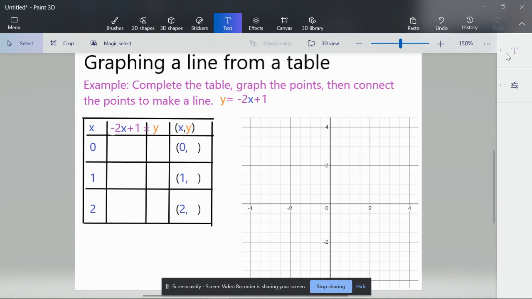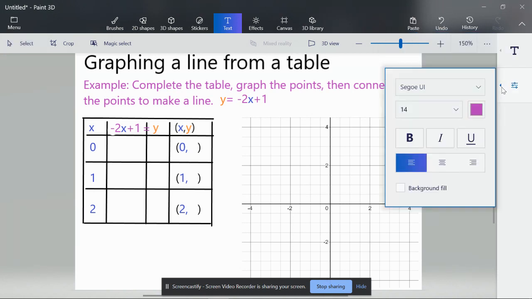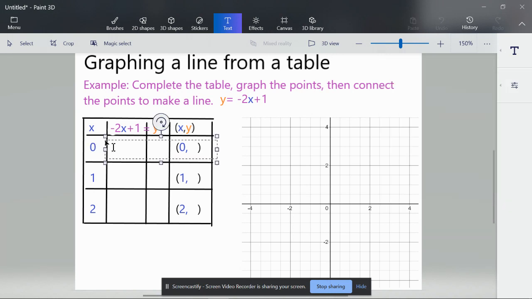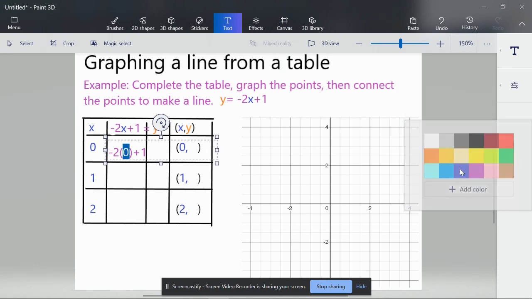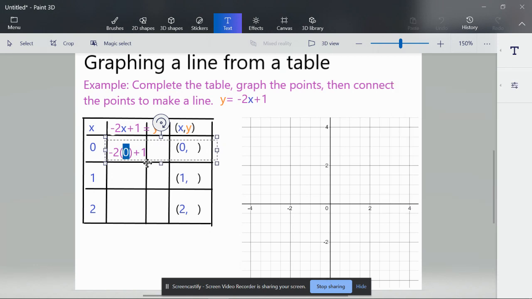So for this first row, I decided that x was going to equal 0, because 0 is a pretty straightforward point to pick. So then when we're solving our equation, we're going to do negative 2 times 0, and then we're going to add 1. And I think color coding can be really helpful, because this is showing us that the only thing that changes in this equation here is the x value. The negative 2 and the plus 1 stay the same.